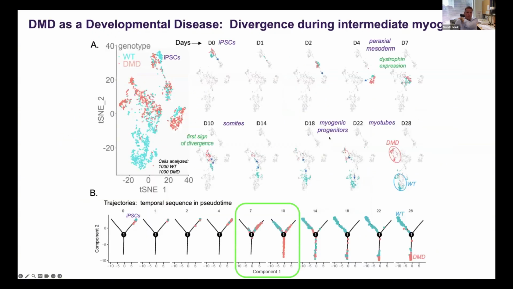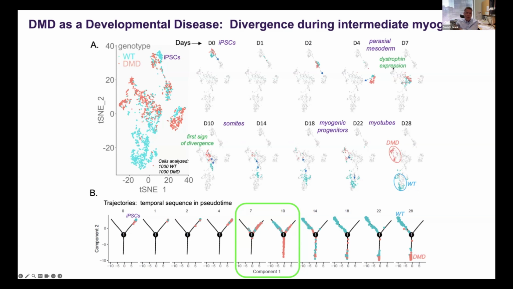So this slide is one of the main take-home lessons of the talk. So now I've switched the axis and the iPSCs are shown at the top. This is a comparison of normal iPS-derived skeletal muscle compared with dystrophin-deficient iPS skeletal muscle. So as they march through this differentiation over 28 days, we know that in this in vitro system, dystrophin is expressed at about day 7.